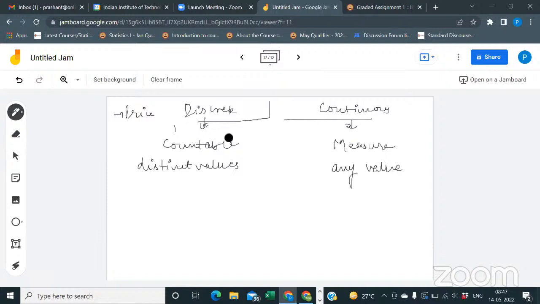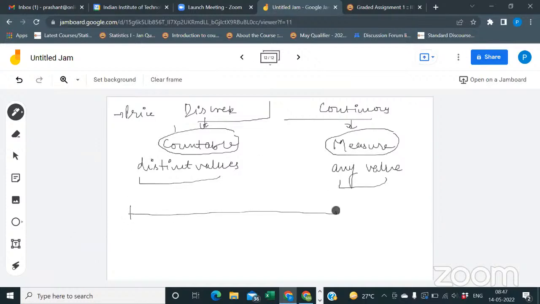Discrete is something which you can count. Discrete data is countable, and continuous data is measurable, not countable. Discrete data take distinct values, and continuous data take any value. Don't think that if it's discrete then it cannot take a decimal value. It can take decimals, but the condition is that it should be countable and take distinct values.